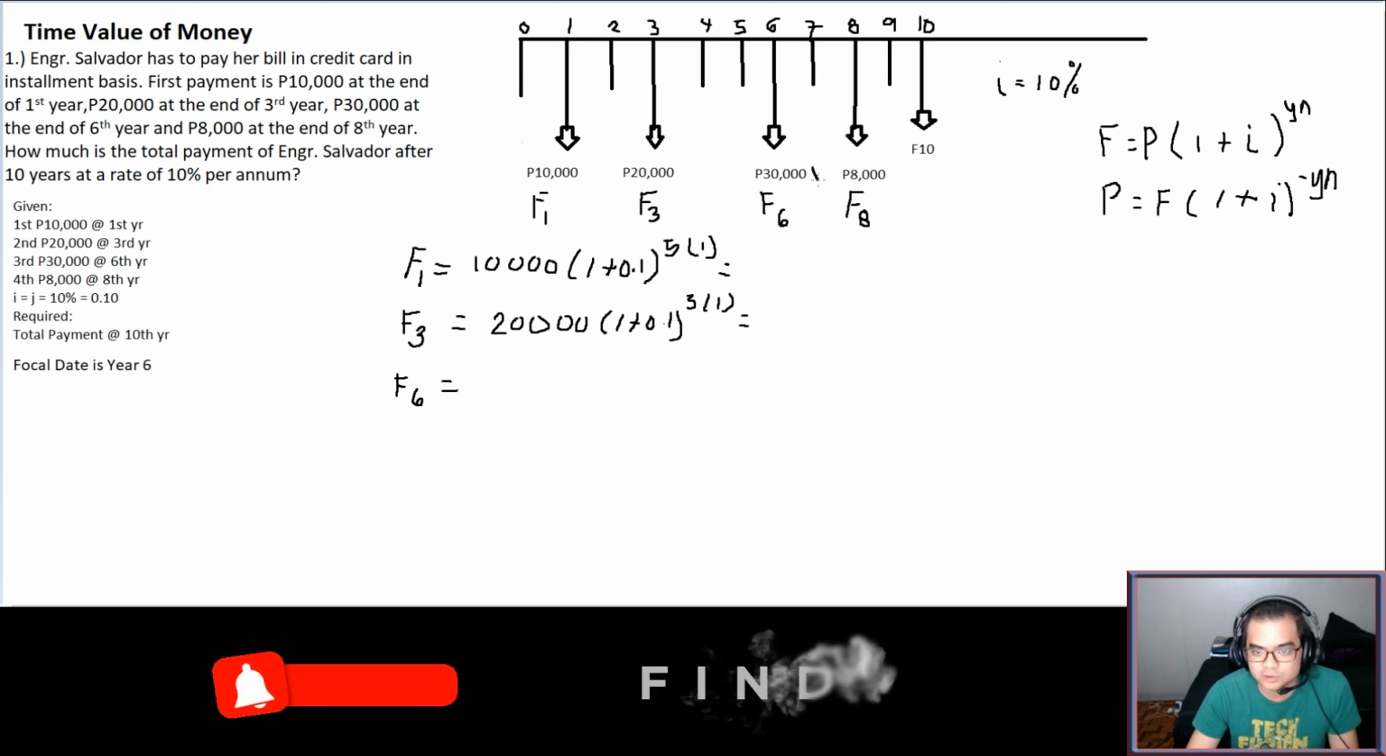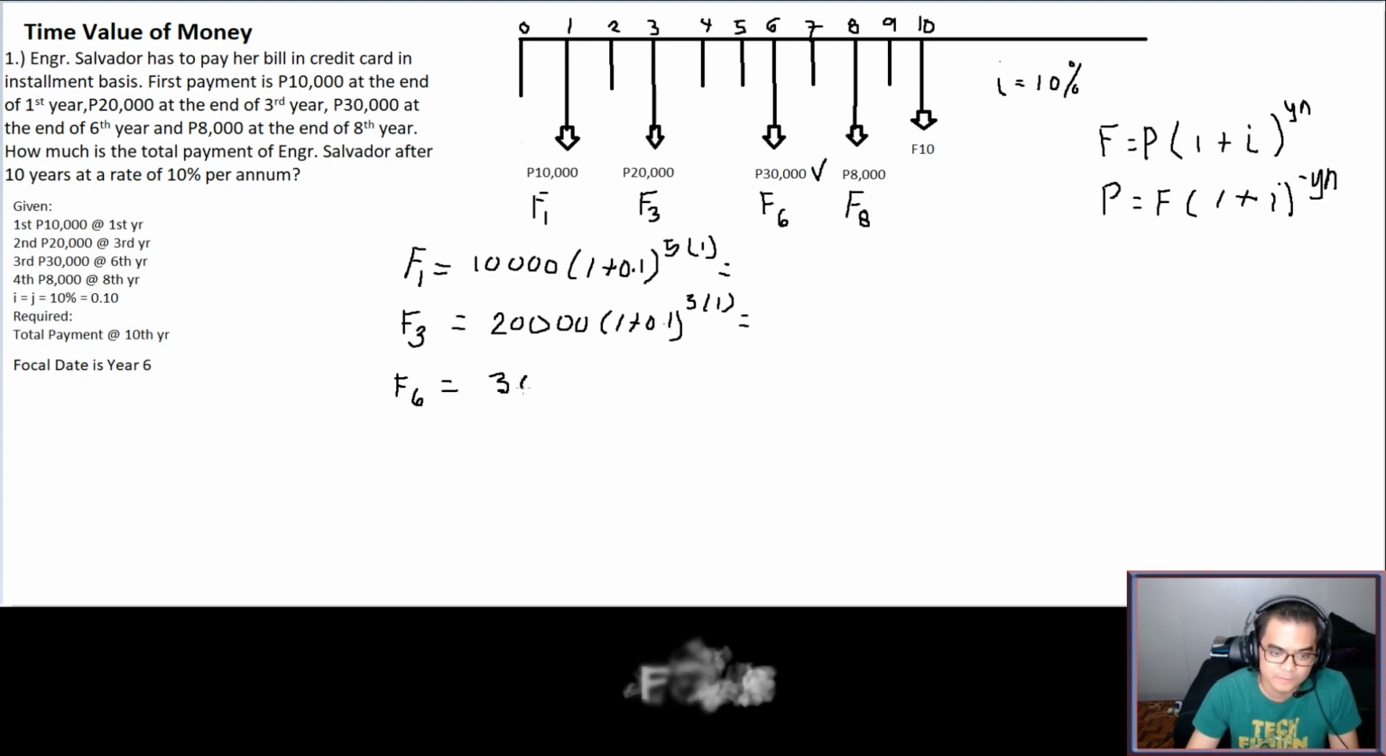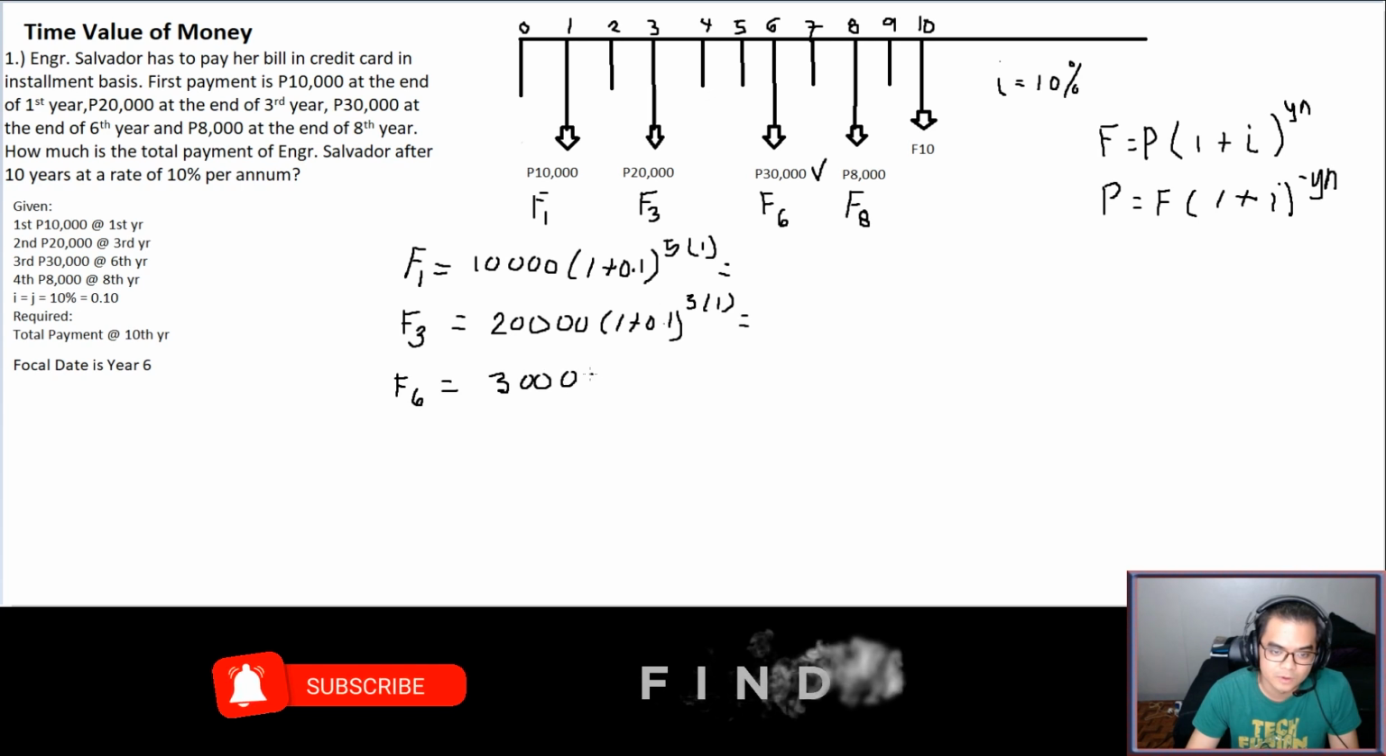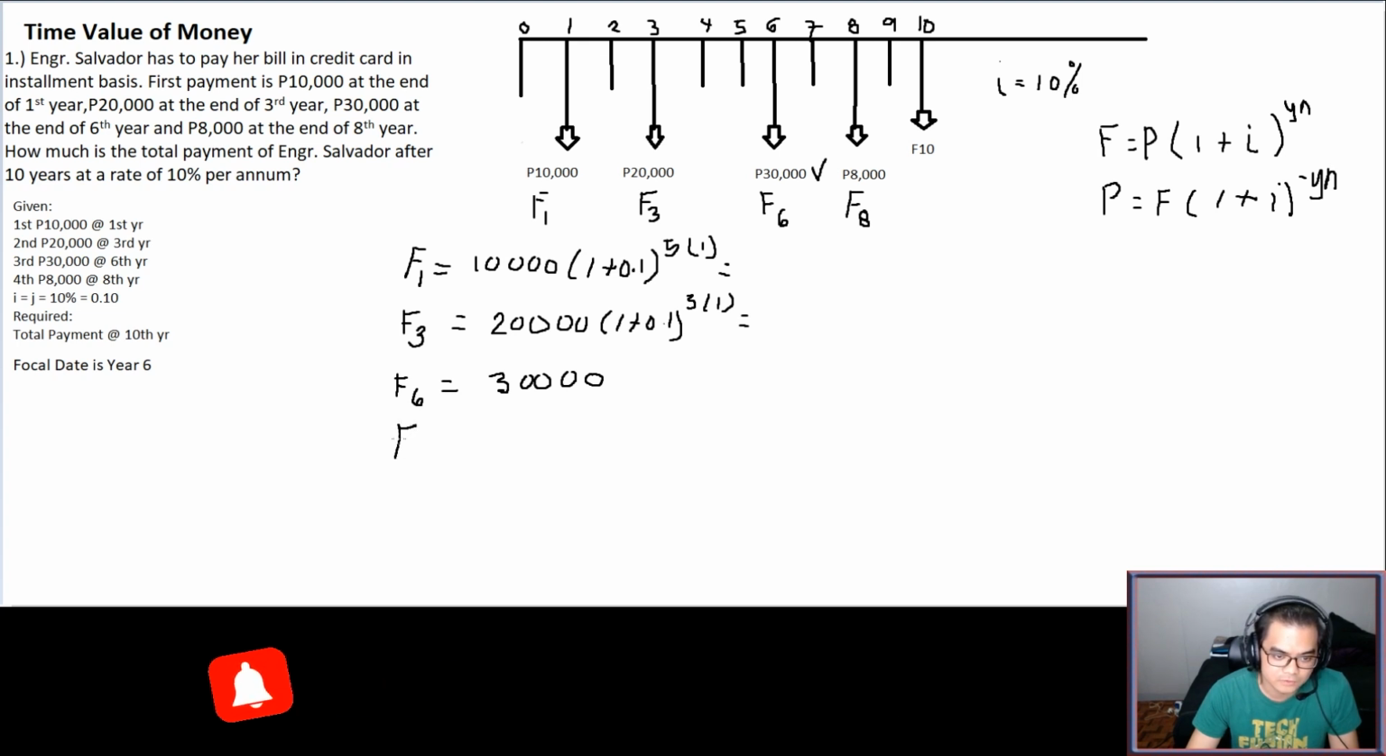Since, as you can see, 30,000 is already at the 6th year, you don't have to do anything with that. That's already at the 6th year. So F6 is just 30,000. That's it. And then F8. As you can see, F8 is a little bit different.